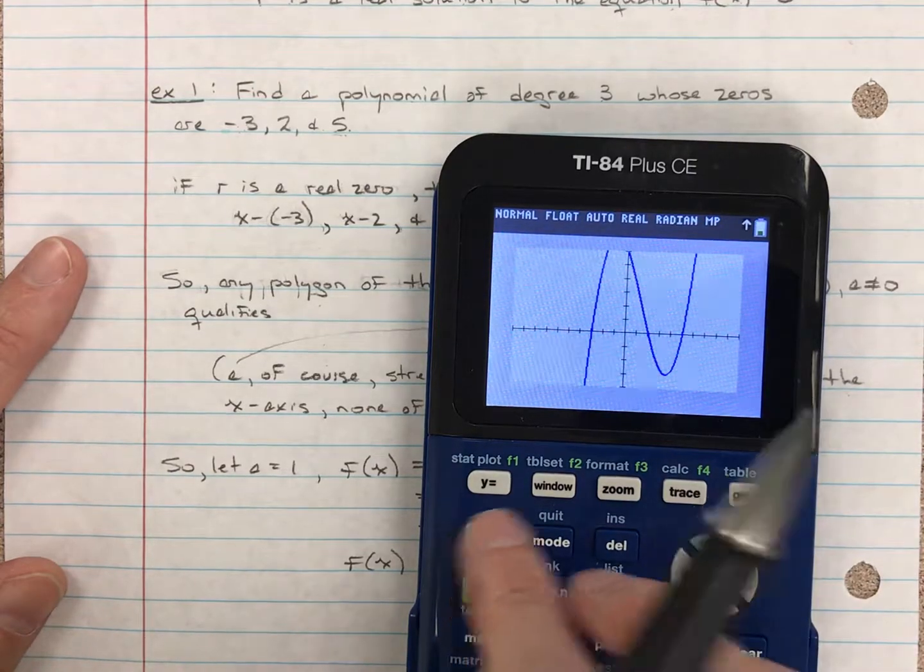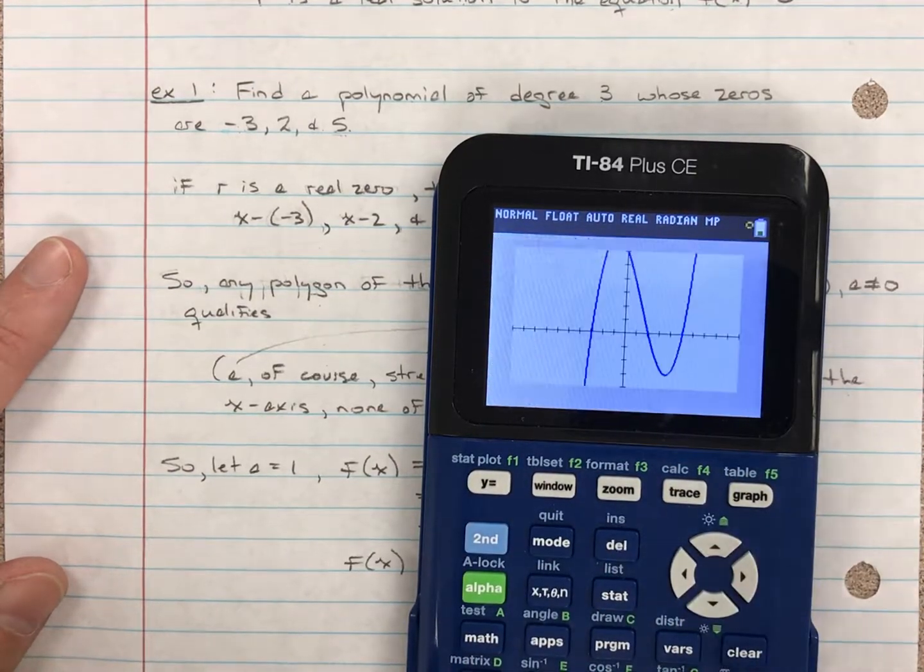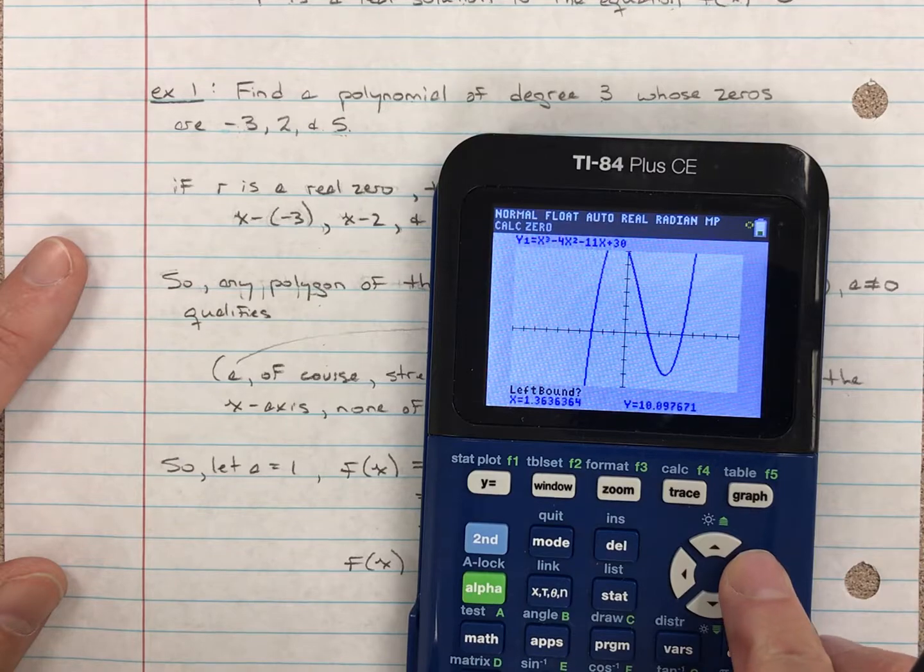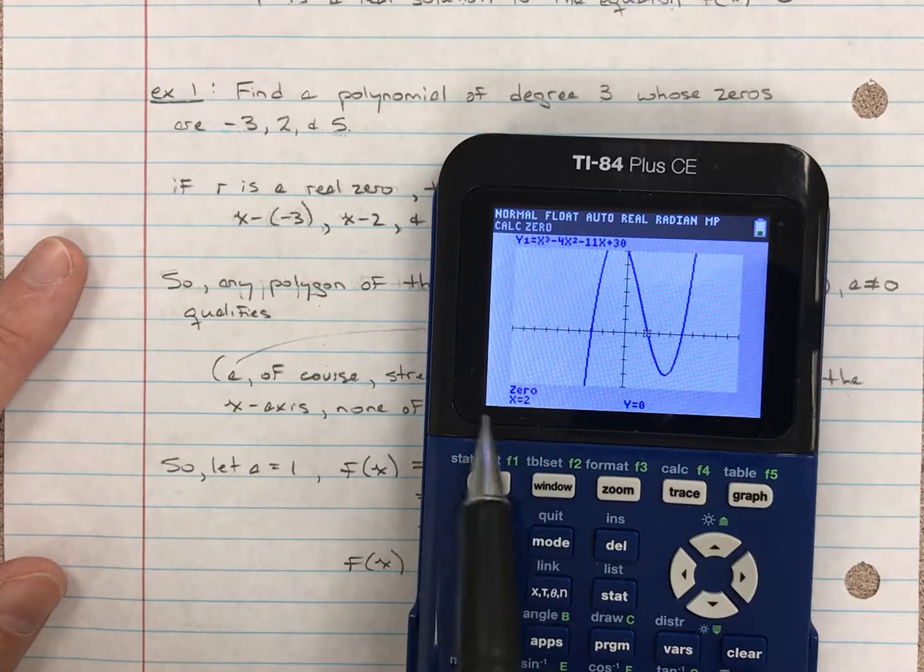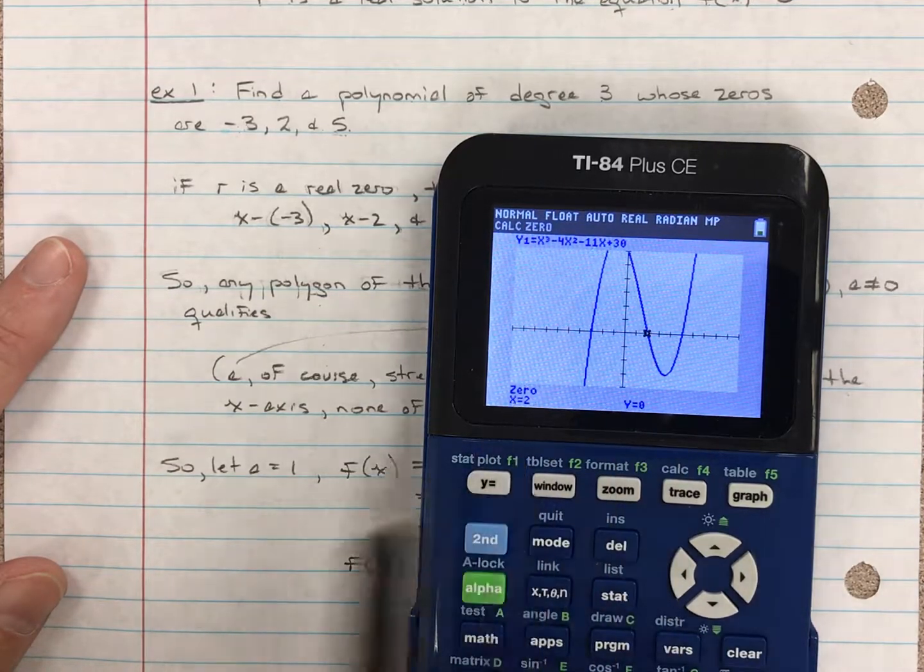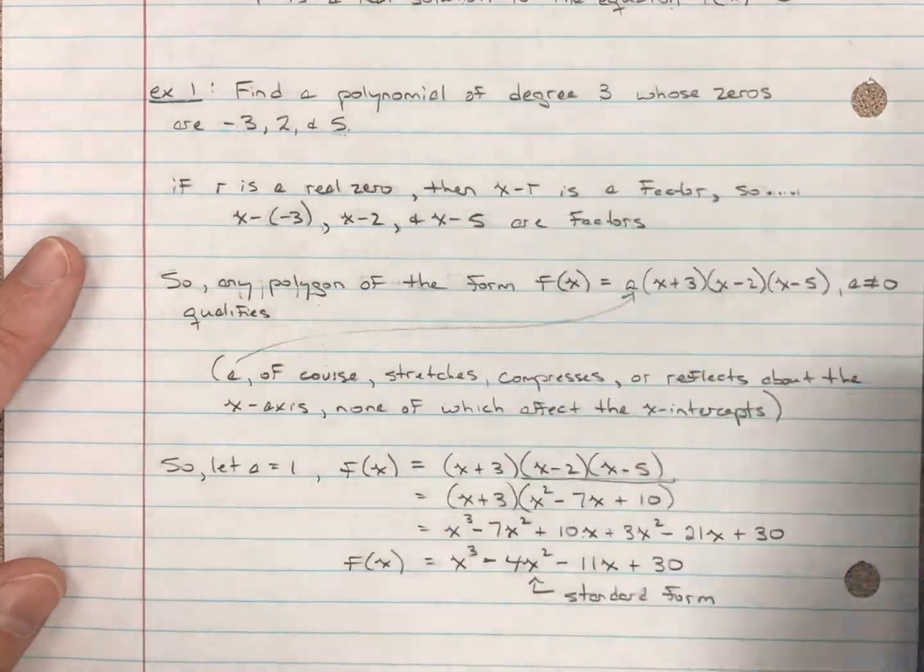And again, you could go to second calc and choose zeros, and then, I'm looking at the middle one, you could choose to the left and right side, and then ask the calculator, and it does indeed show you right here that this middle zero is 2. Okay.